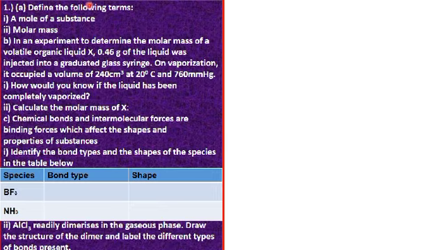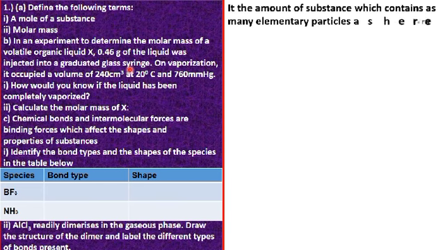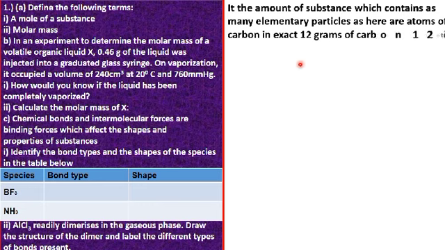Okay. Now guys, the first question simply reads that we should define the following terms. You have the mole of a substance, then in Roman 2 you have molar mass. Okay guys, let's start. So the mole of a substance is defined as the amount of substance which contains as many elementary particles as there are atoms of carbon in exactly 12 grams of the carbon 12 isotope.